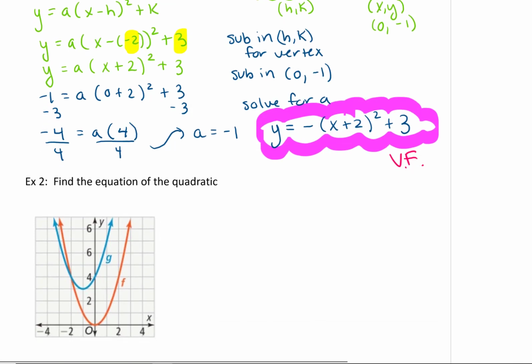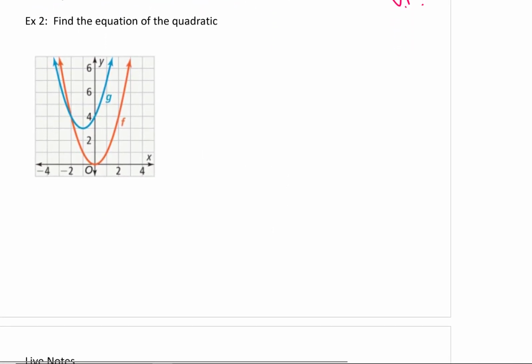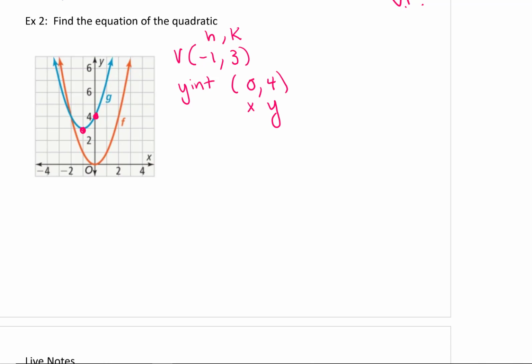We could also be given a graph. Find the equation. So let's determine what we're given. We're given our vertex, and that, remember, is our h and our k, our horizontal and vertical translation: -1, 3. We're also given the y-intercept. We could actually use any point as x and y, but since we're given the y-intercept, it's always nice to work with zeros. It makes the math a little bit simpler.